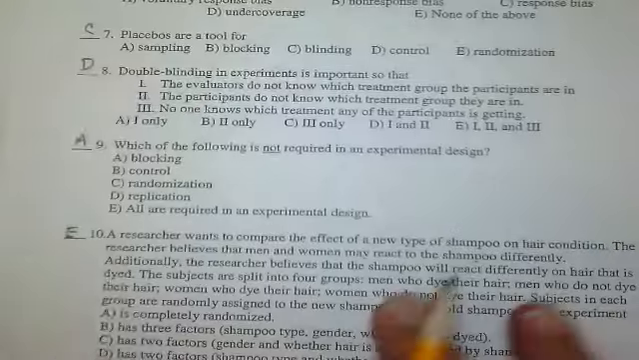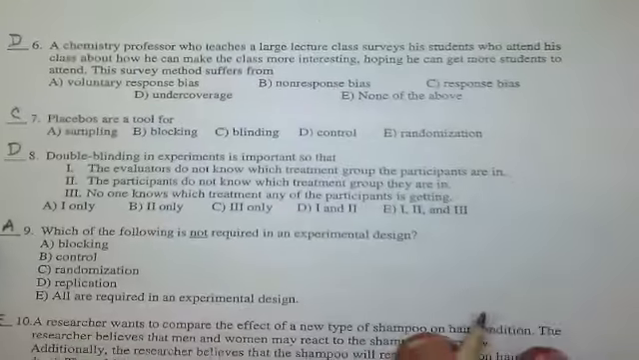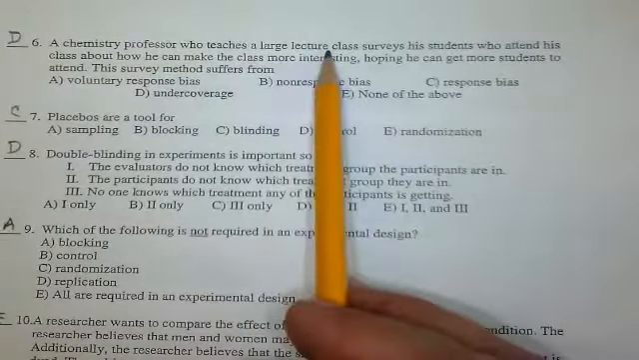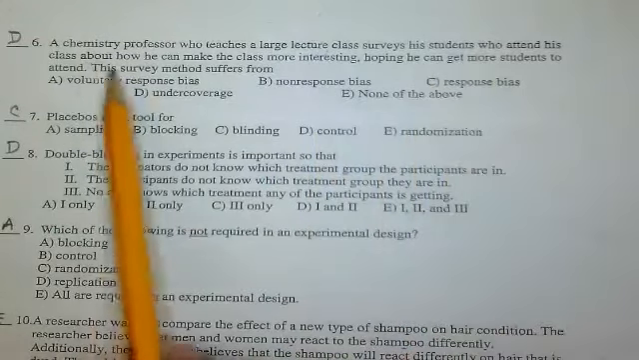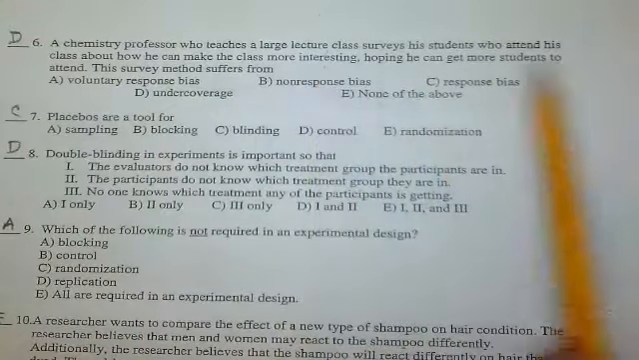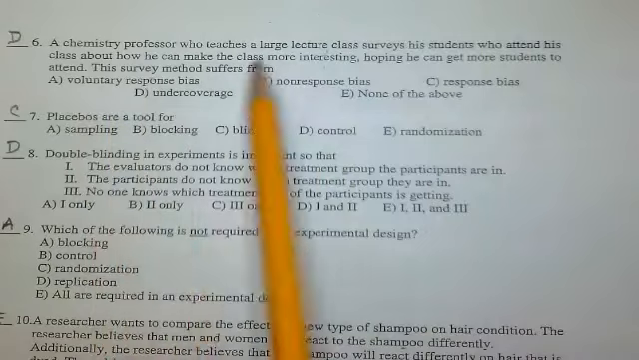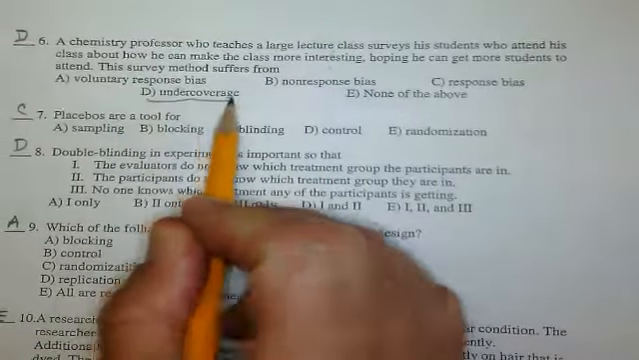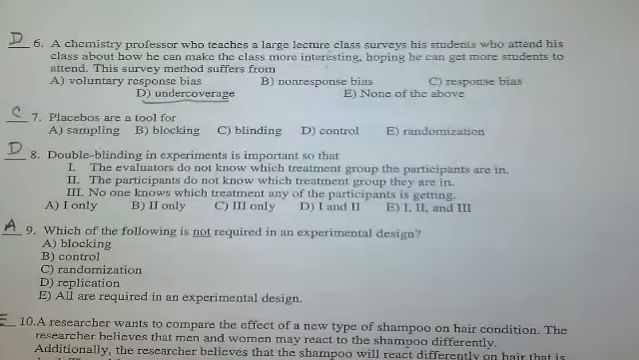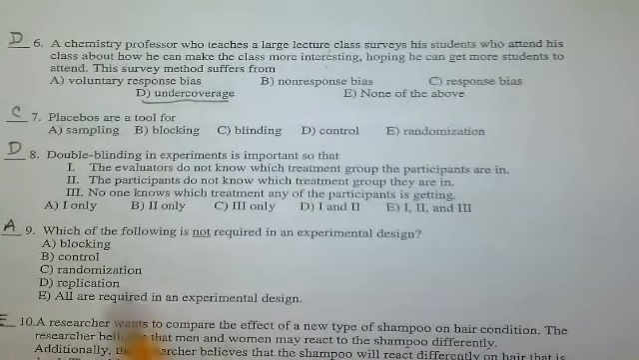Okay, number 6. A chemistry professor who teaches a large lecture class asks his students how they could make the class more interesting, hoping he can get more students to attend. This suffers from D, undercoverage. He doesn't ask those who are not there. That's who he needs to ask. You need to ask those who are not showing up.